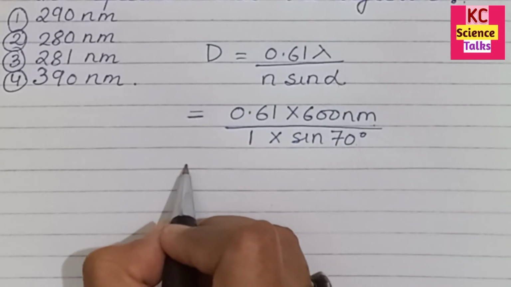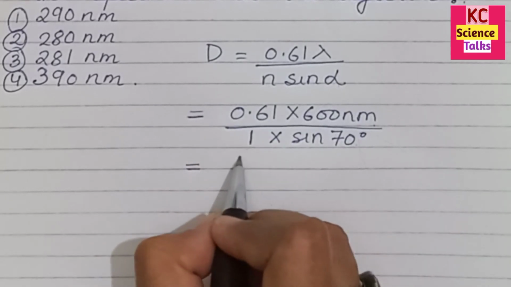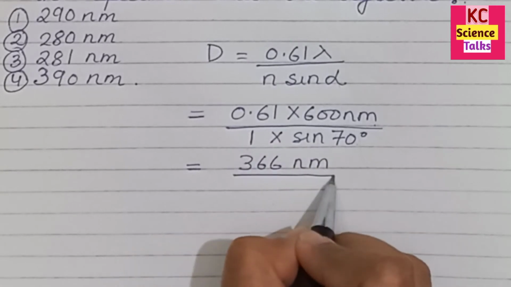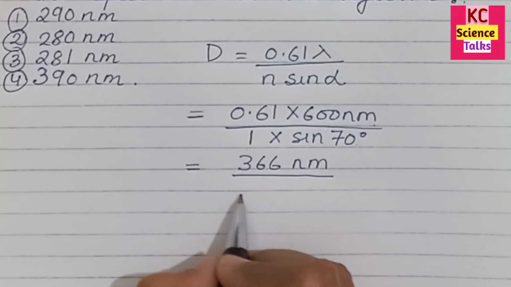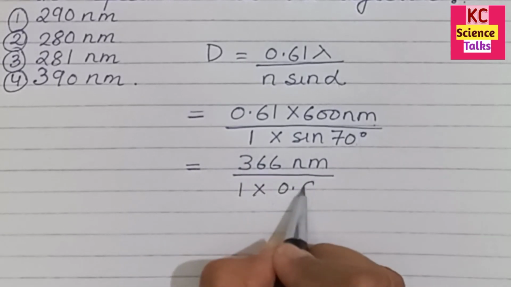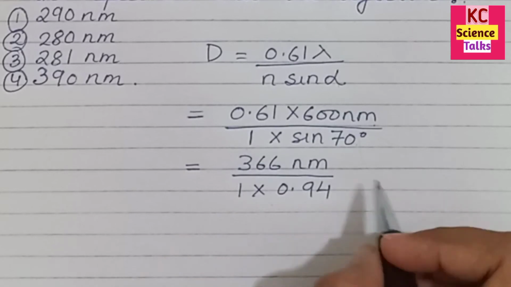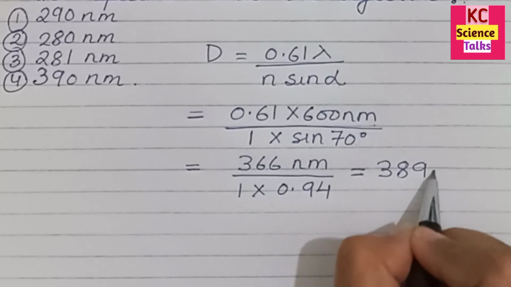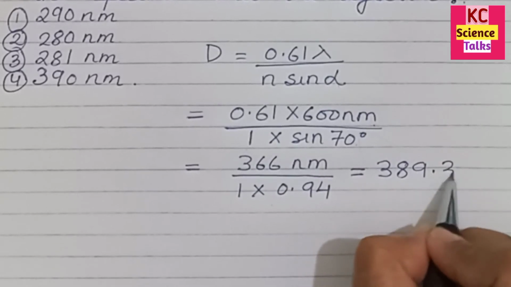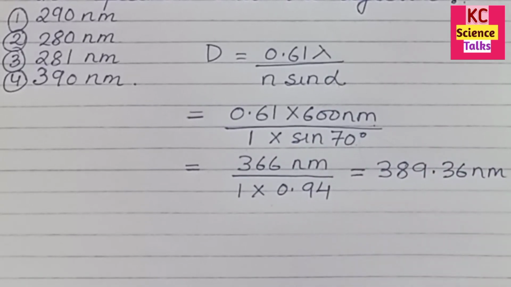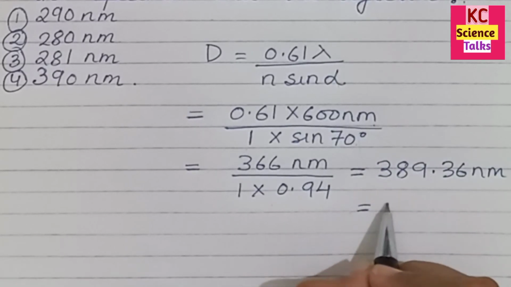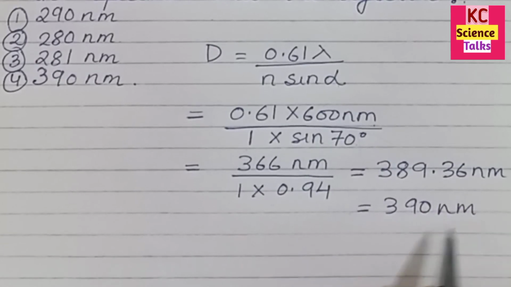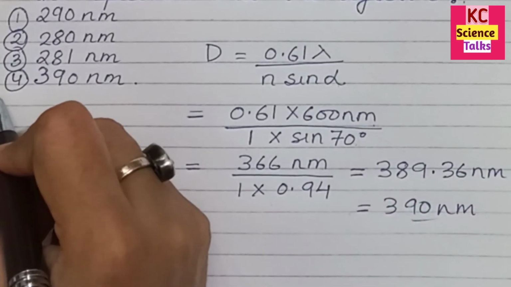Okay, so now we get 366 nanometer divided by sine 70, which is 0.94. Okay, so here we get 389.36 nanometer. Okay, so that is about 390 nanometer. So the option 4 is correct.